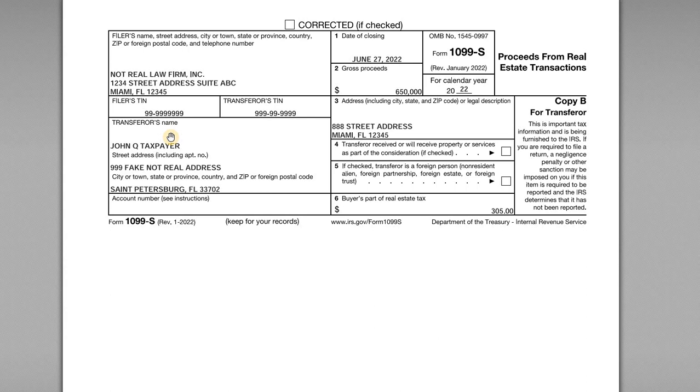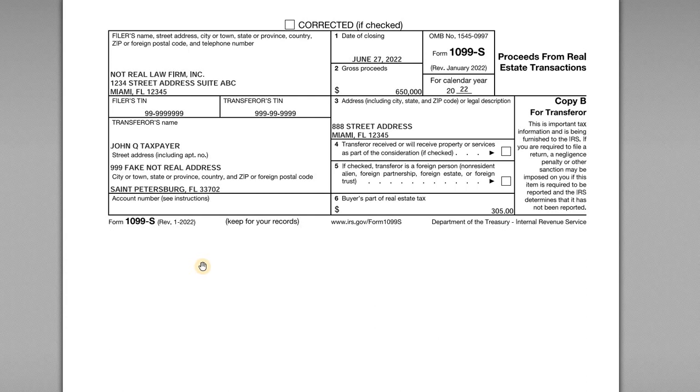Transferor is the seller here in this case, so John Q. Taxpayer. So the filer of this is going to be the broker, the law firm, right? It's not necessarily going to be the buyer or the seller that's doing this, but the buyer does get a copy, and again, the IRS gets a copy of this as well, which is why it's so important to report this on your tax return, even in cases where you might have sold the property for a loss.